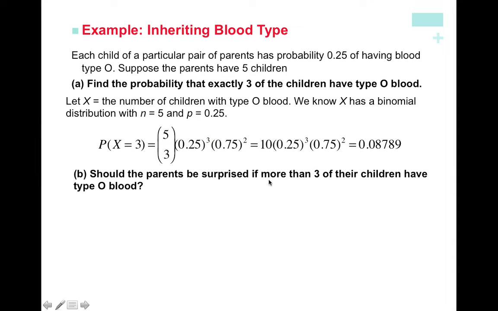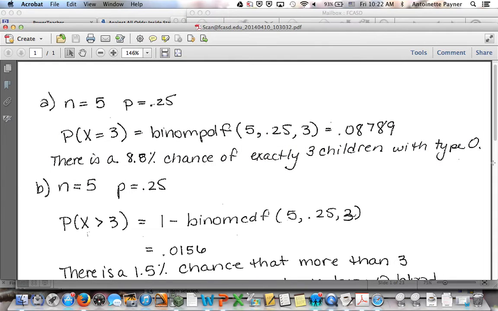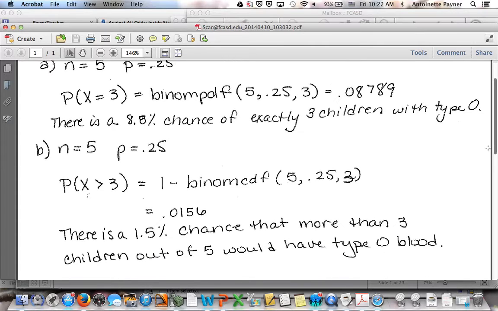The next question says, should the parents be surprised if more than 3 of their children inherit type O? So you're trying to find the probability that x is greater than 3, so this is how they've answered it using the formula. Again, I showed you how to do it on your calculator. So I would do this one the same way. I'd have n equal to 5, p equal to 0.25. I'd state the probability of what I'm finding, so the probability x is greater than 3. And then if you remember, we had to do 1 minus the binomCDF. And I don't want to include 3 here. I'm jumping up to 4. So I have to subtract out everything up to 3. That's the answer I get. And so then I would also write a summary statement down there as well.